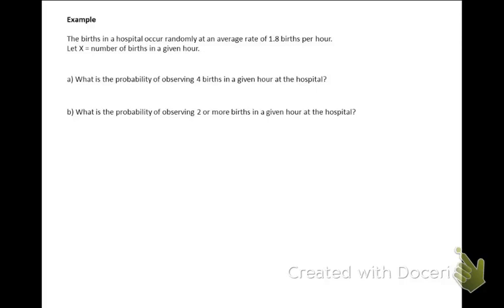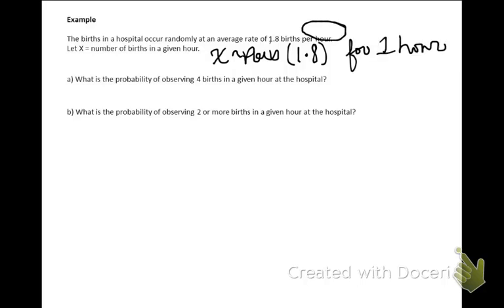First, we need to note that this is a Poisson distribution and that the average mu is 1.8. Second, we need to know that this average applies specifically to a 1-hour interval. It says per hour. This distribution would change if the interval changes.